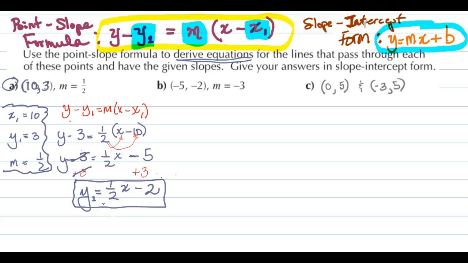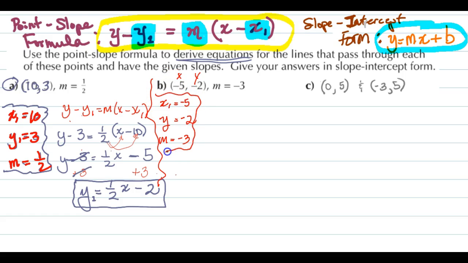Okay, now let's go to part B. Okay, for part B, some separation there. x1 is going to be -5, and y1, y sub 1, is going to be that -2, right? That comes straight out of our x, y coordinates. And then, of course, our slope is -3. So remember, it's always wise to just kind of summarize your information, just to make sure you have everything you need. So now all this information can go into the slope-intercept form. Okay? And so let's go ahead and plug it in.